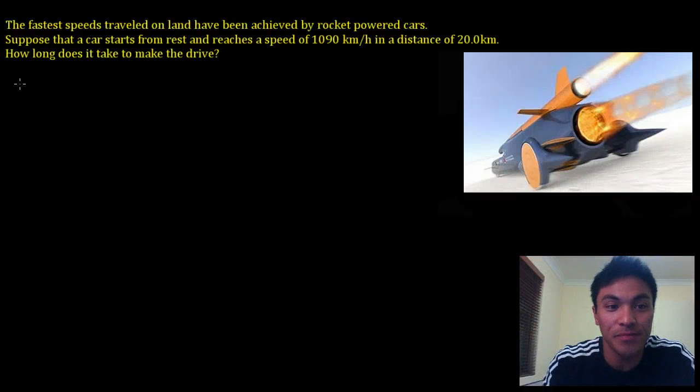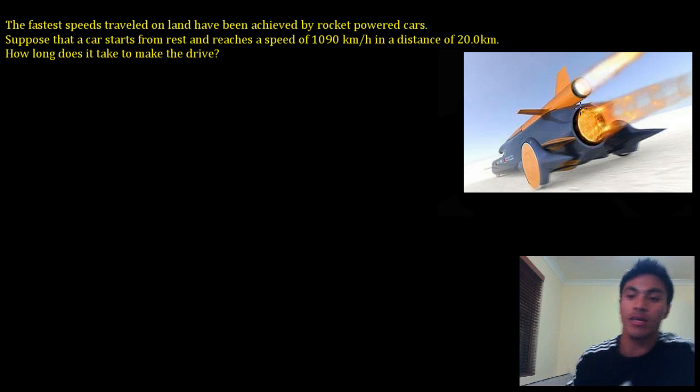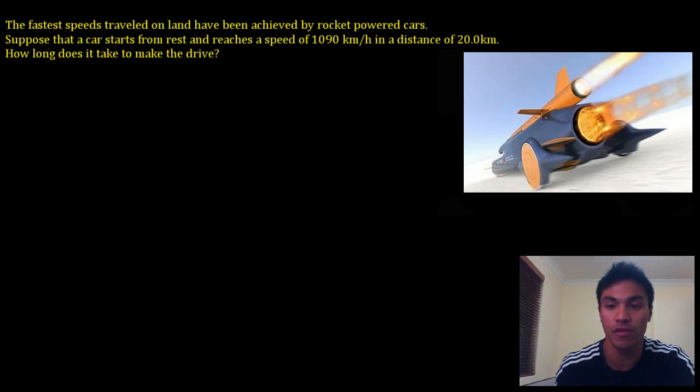Okay, problem number 3. This one's a good problem as well. Talking about the fastest land speeds by these incredibly powerful rocket-powered cars. If you see them, these rocket-powered cars, they blast right across usually really big salt fields, sort of the dried salt lakes. They absolutely rocket through really fast. But let's do this problem.